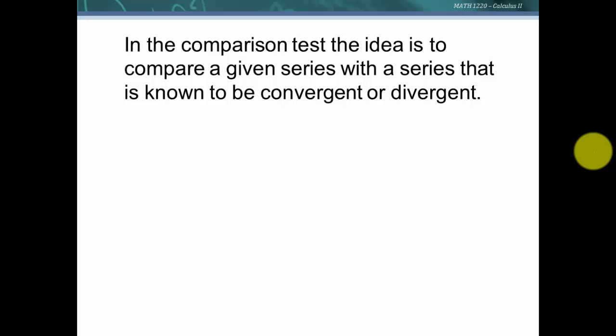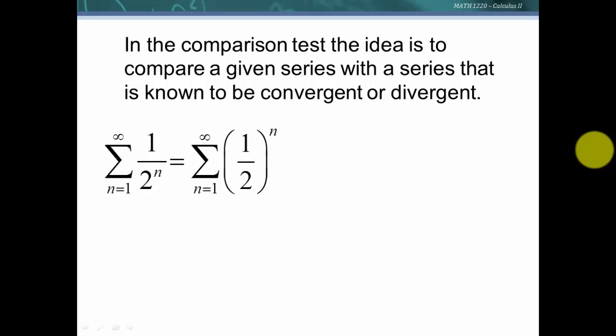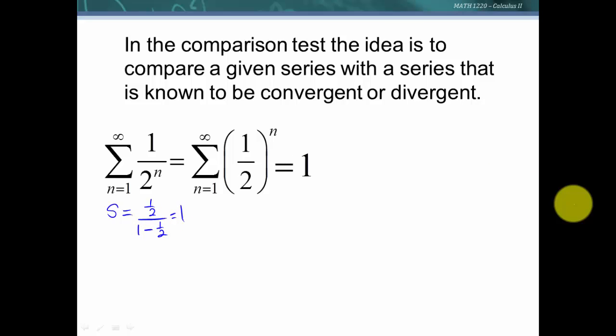So we're going to use that idea to compare the series that we're trying to test with a series that we know in this case is convergent, because our series here is a geometric series and the common ratio is 1/2, so this converges, and in fact we can find the sum. It is the first term, 1/2, over 1 minus the common ratio, which is also 1/2, so that's just 1/2 over 1/2, so this series converges to 1.